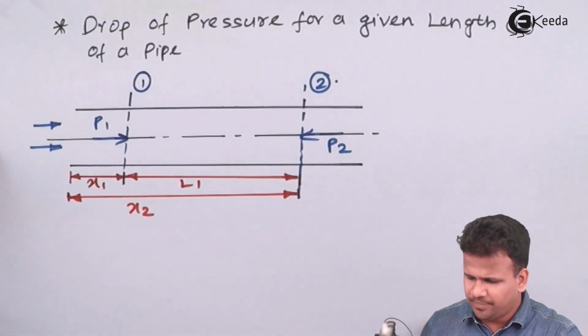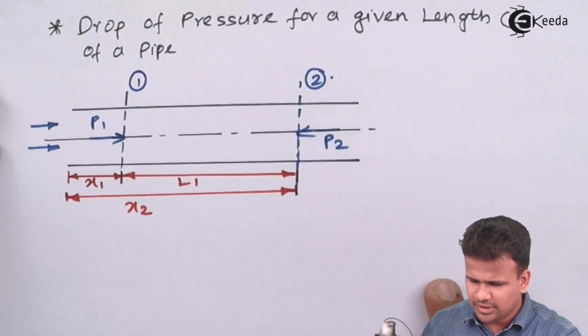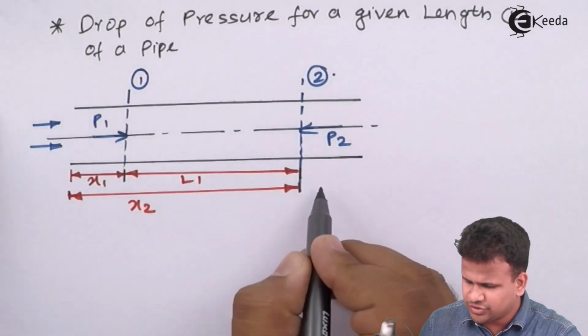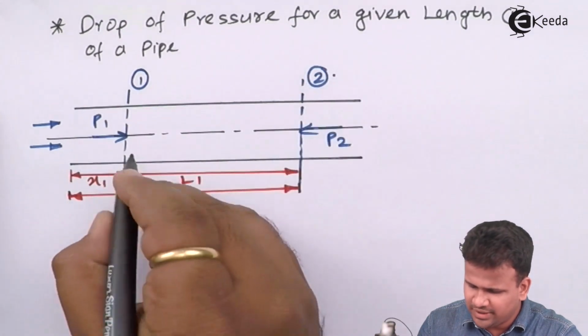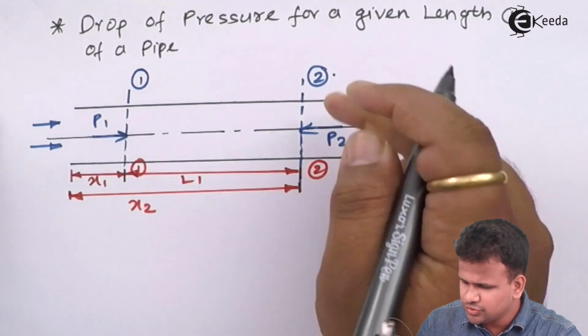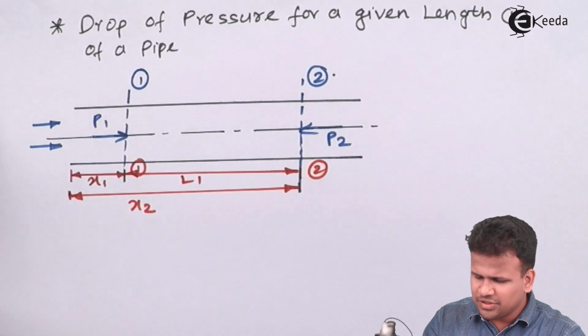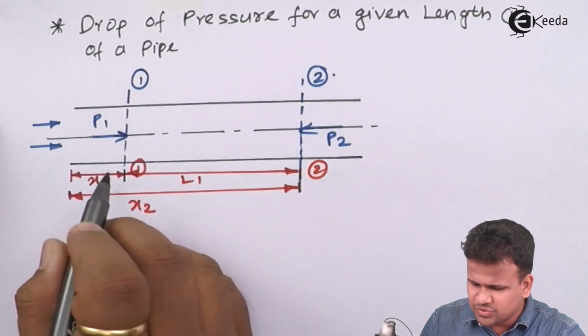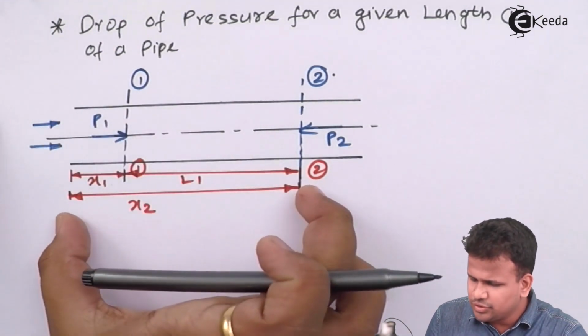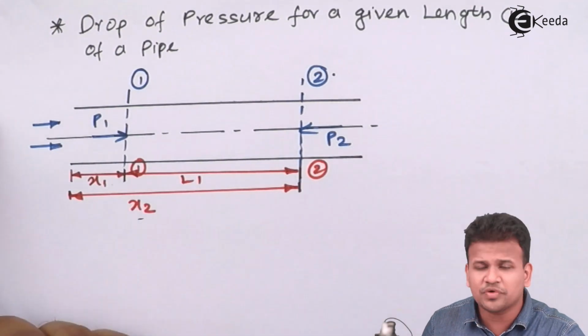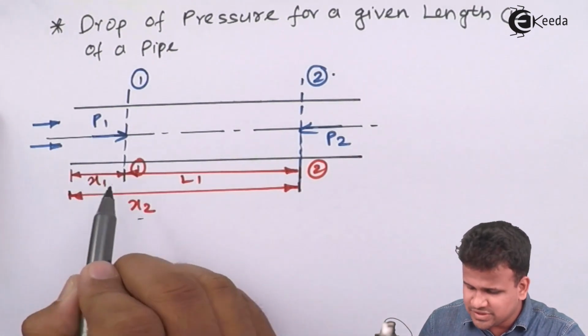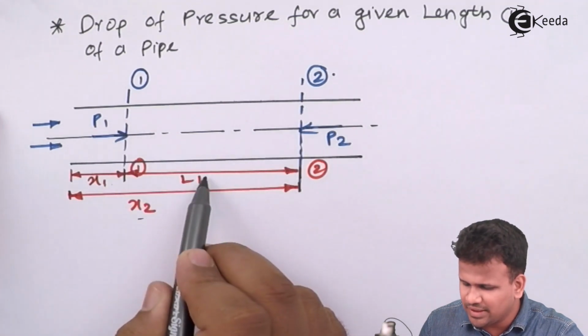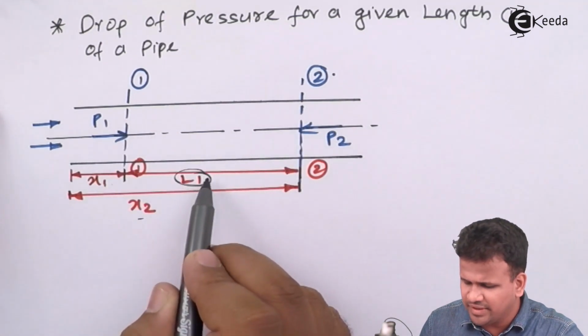So, to calculate the pressure drop over an entire length, let us consider a pipe. Let us consider a pipe having a length x2, and there is section 1 over here and section 2 over here. So section 1 is at a distance of x1 from the origin, and section 2 is at a distance of x2 from the origin. The distance between sections 1 and 2 we will call L.